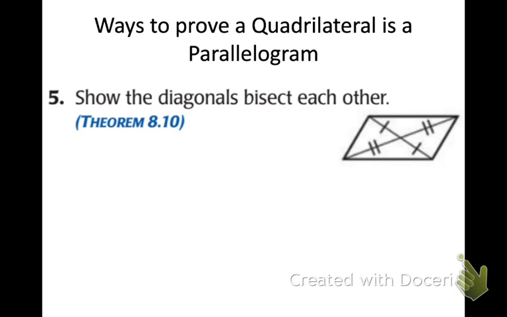Remember, bisect means it cuts it in half. So show the diagonals bisect each other. Okay, so we're going to do a 2-column proof on the front. Practice tiny writing, because I think we've got about 7 lines we've got to do.